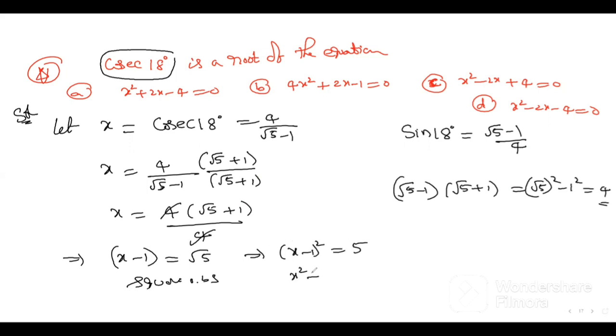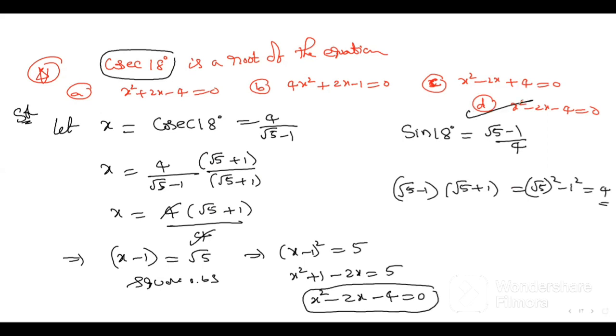X minus 1 whole square, by using the a minus b whole square formula, x square plus 1 minus 2x is equal to 5. Therefore, x square minus 2x, here plus 1 minus 5 sending to the left side, what we get? 1 minus 5 is minus 4. So which option is correct? Fourth option is correct.